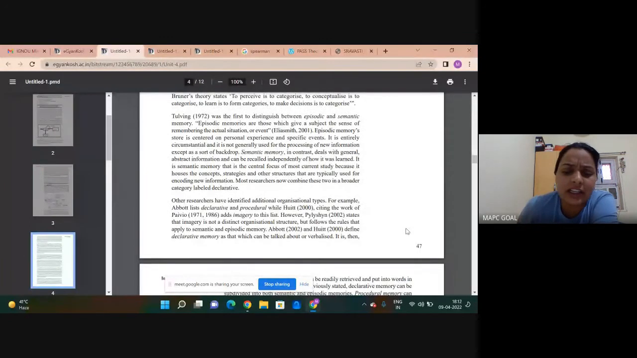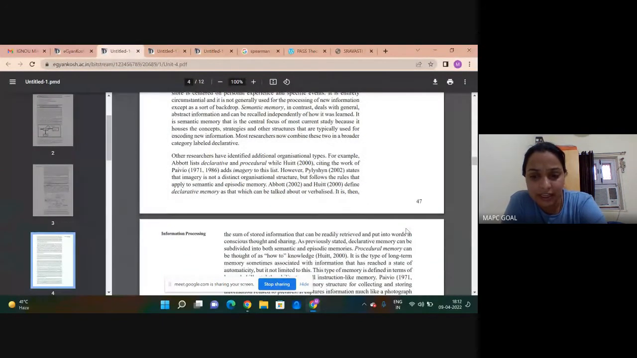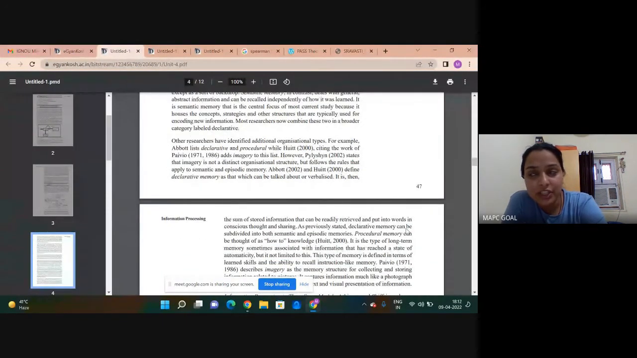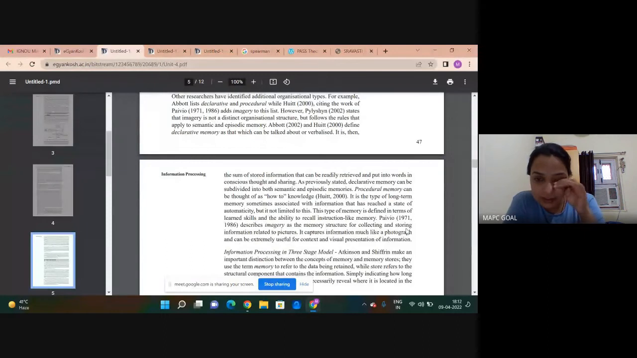Then we have declarative memory and procedural memory, again given by Hood 2000. Declarative memory is something which we can verbalize. For example, if you want to share some memories, or if I ask you to explain the way you drive, and you're able to explain that into certain information, that means you're able to declare. For procedural, it is on how to do certain kinds of instructions or things. So that is your procedural memory.